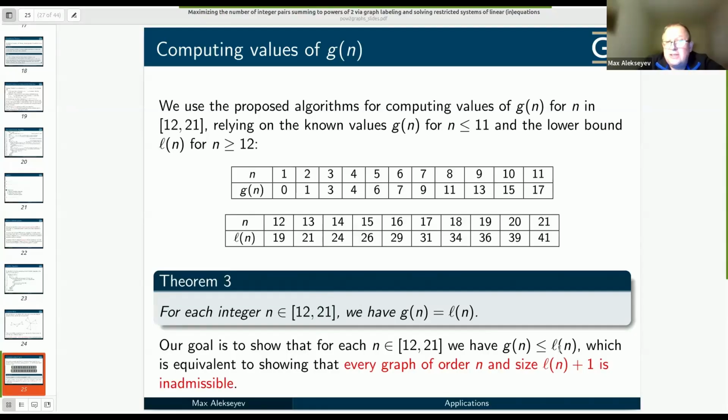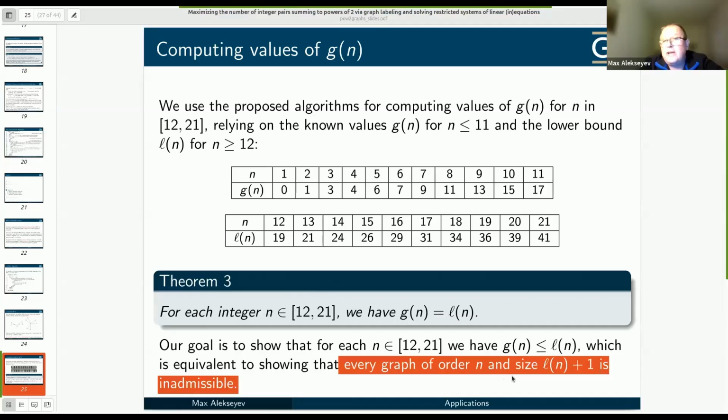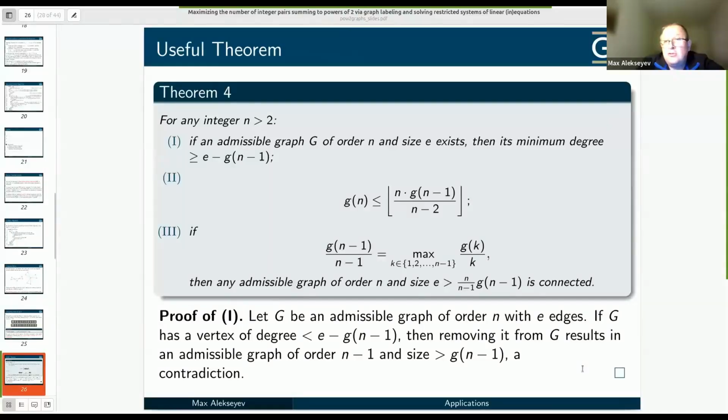Essentially, we're going to establish that we cannot have more than L(n). In other words, we are going to show that every graph of order n and size L(n) plus 1 is inadmissible. In order to do so, we need the following theorem. The theorem has three statements. The first statement is that if you have an admissible graph of order n and size e, then its minimum degree must be at least e minus g(n minus 1).